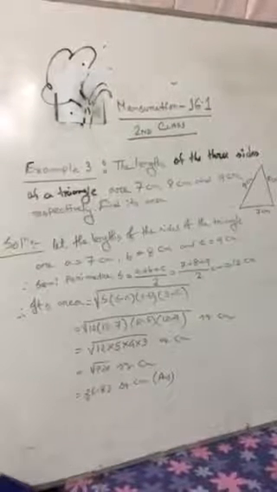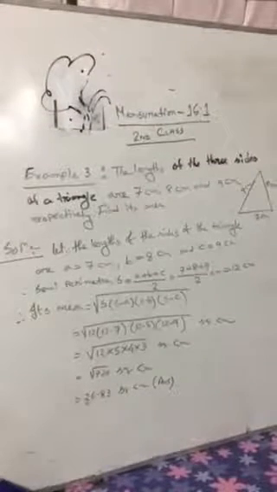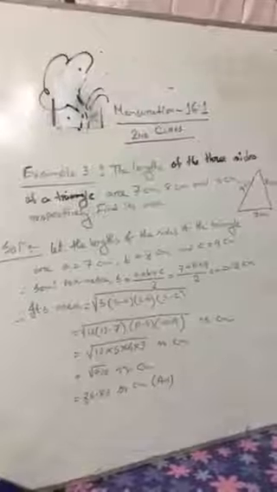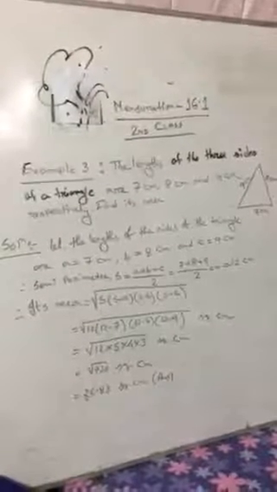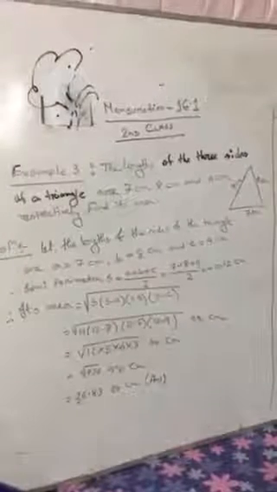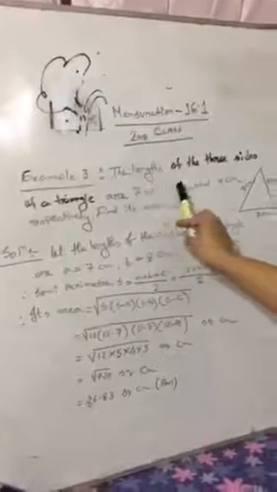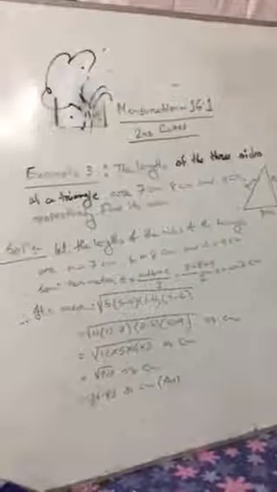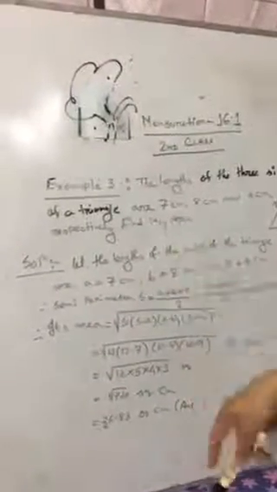If we have three sides and want to find the area, the formula will be square root of s into s minus a, s minus b and s minus c, where s is the semi-perimeter, or half of the perimeter, whatever you say, and a, b, c are the lengths of the sides of the triangle. Let's start the solution of the math.